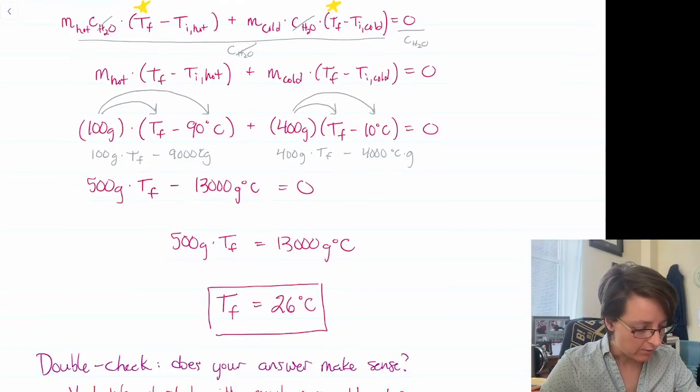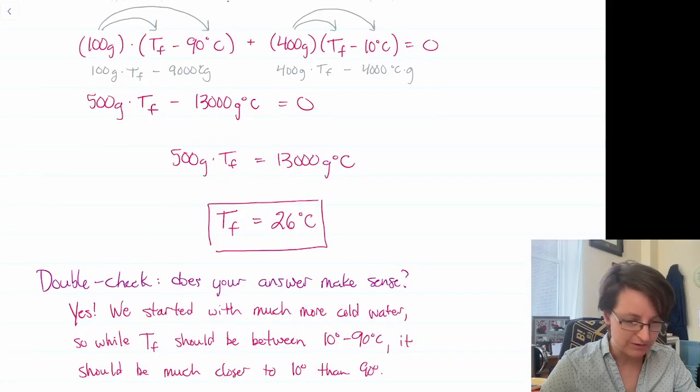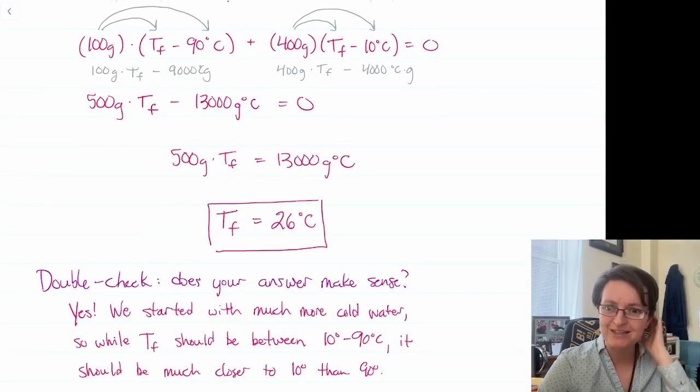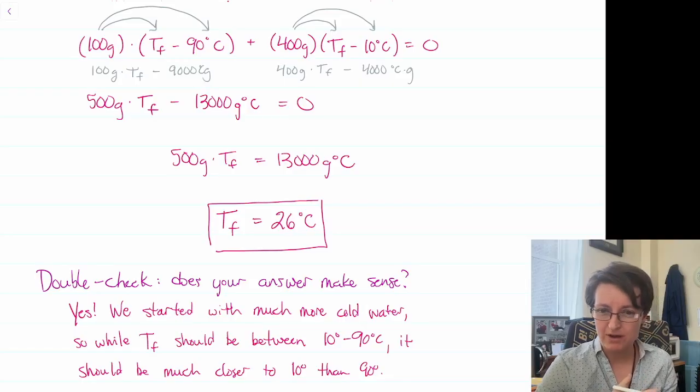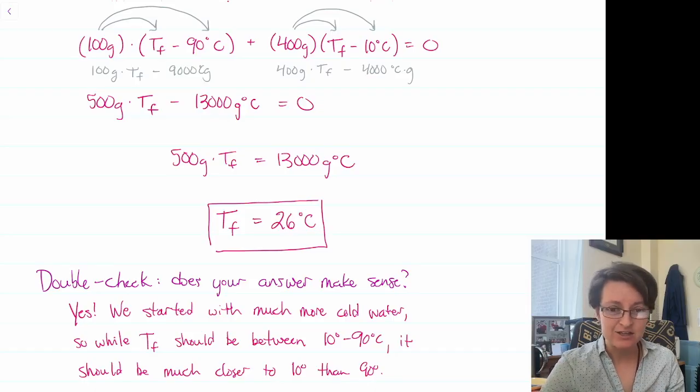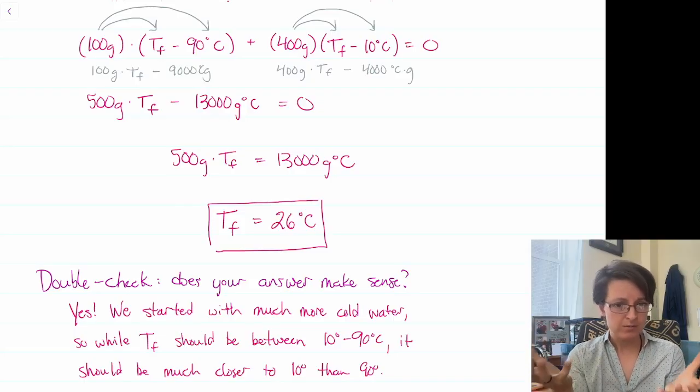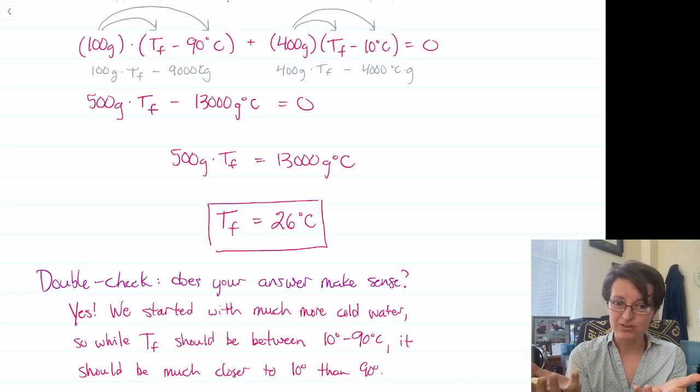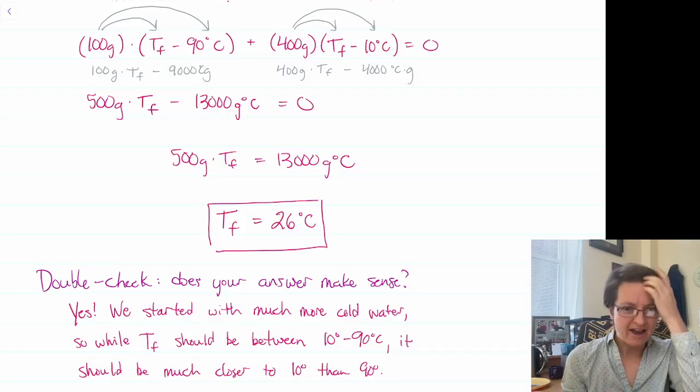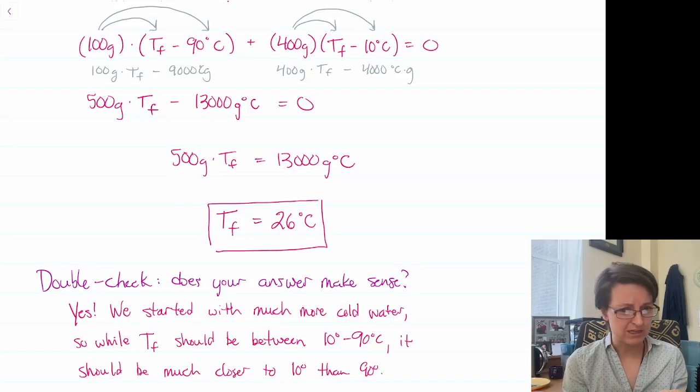Okay, I always recommend for any practice problem, but especially calorimetry problems, double check that your answer makes sense. Here, what I know about this problem using my common sense and my real world experience is that I started off with much more cold water than my hot water. So I know when I mix together a hot thing and a cold thing, we're going to get something that has an intermediate temperature. But because I had much more of the cold substance, I feel like my answer should be closer to 10 degrees Celsius than it should be to the 90 degrees Celsius.